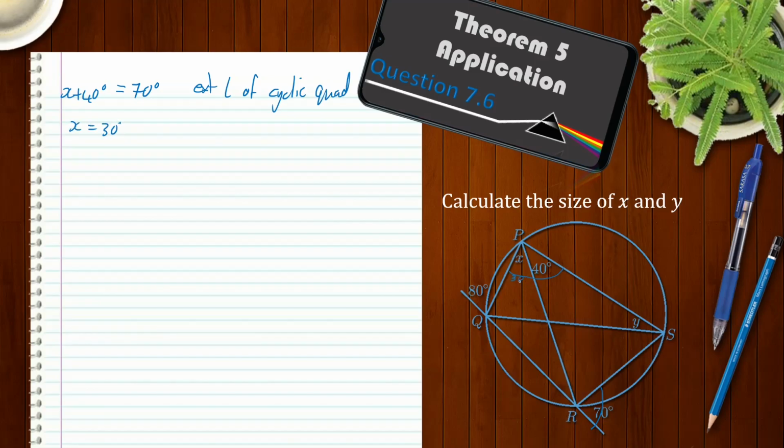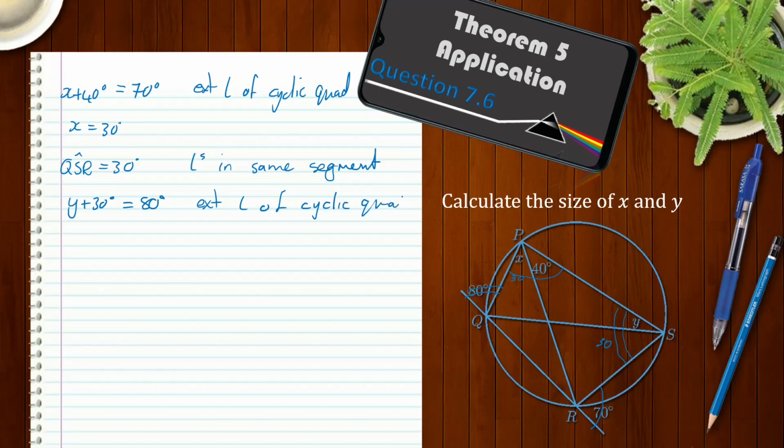And then we can similarly say that this angle here must be equal to this 80 degrees angle. The only thing we're missing is this angle over here, and we can see that QR subtends the 30 degree angle, but QR also subtends QSR. So QSR is also 30, angles in same segment. Then we can say that y plus 30 degrees is equal to 80 degrees because it's the exterior angle of cyclic quad. And then solve for y. So y is equal to 50 degrees.